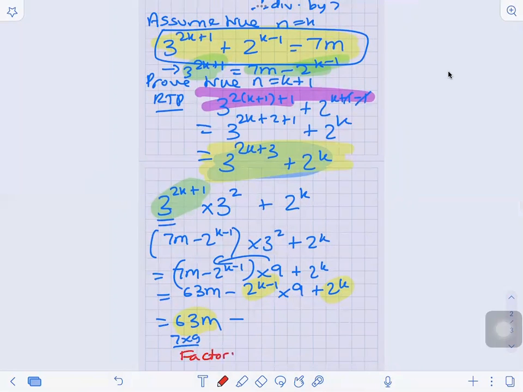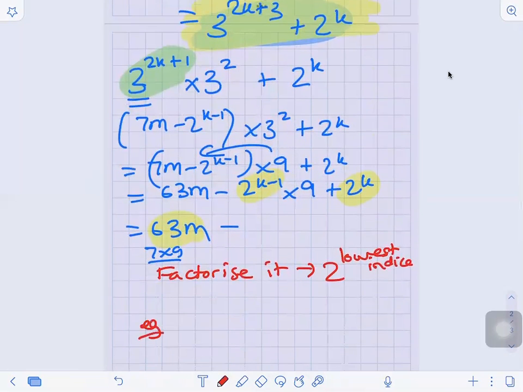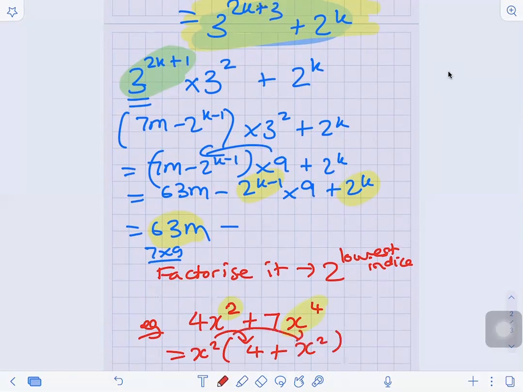Now, when you're choosing what to take out the front, you take out 2 to the lowest indice, because the one with the lowest indice will be contained in the bigger indice. So for example, if you go back to basics and say you have 4x squared plus 7x to the 4, then the lowest indice here would be 2. So if you take x squared out, x squared times 4 gives you 4x squared. And if you take an x squared out of x to the 4, that would leave x squared, because x squared times x squared is x to the 4.